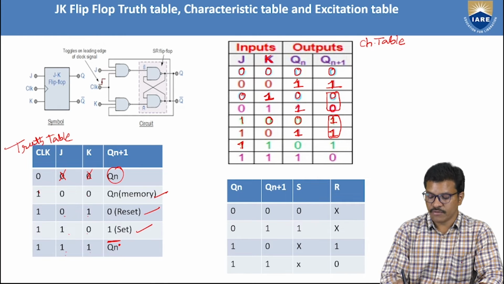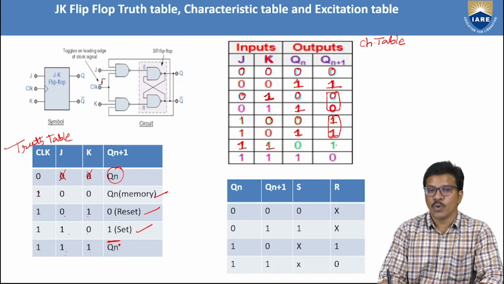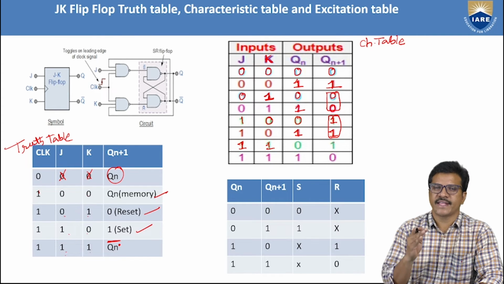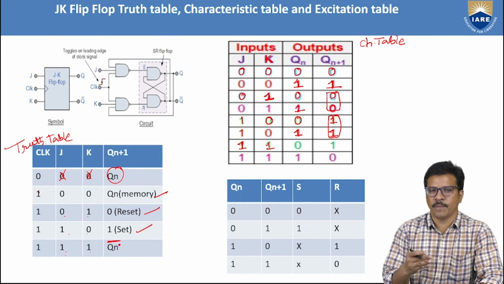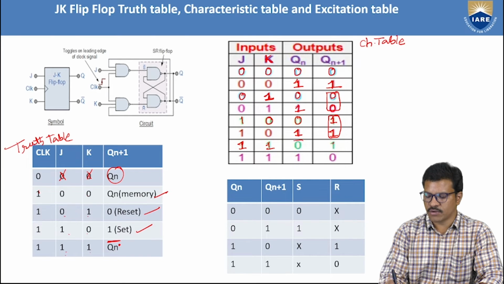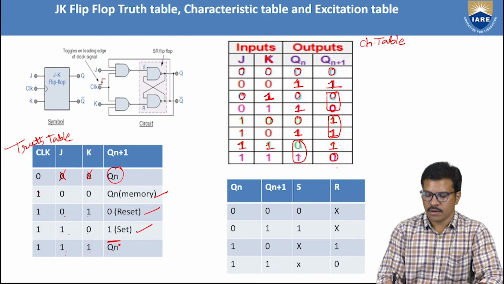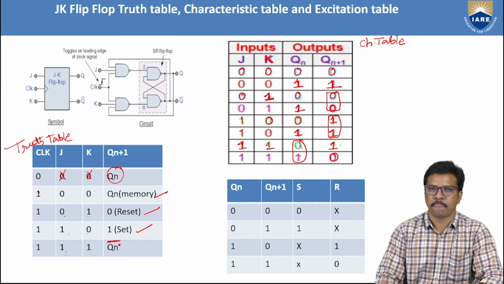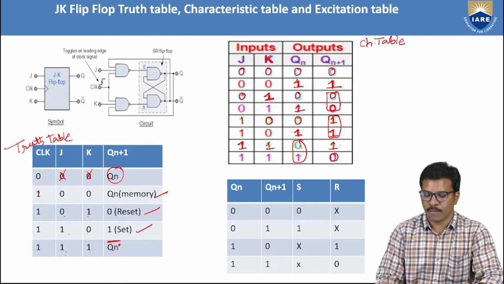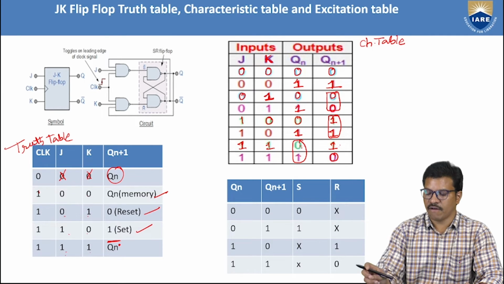In the last case, when 1, 1 is the input in the JK, you will get the toggle output. The next state Qn plus 1 is equal to Qn bar, the complement of Qn. 0 complement is 1, 1 complement is 0. This is the next state. Likewise, we can get this characteristic table for the JK flip-flop.